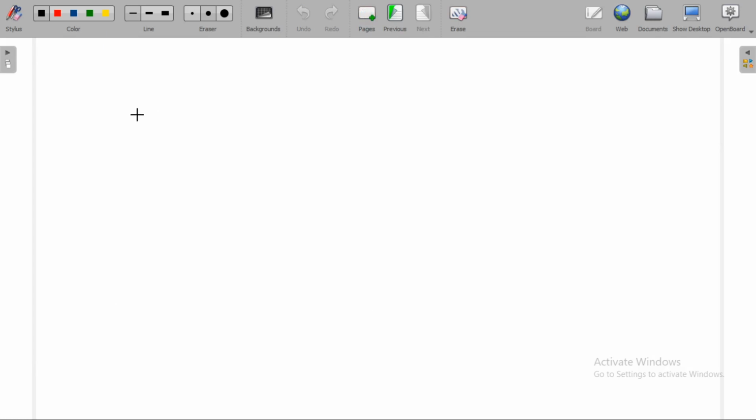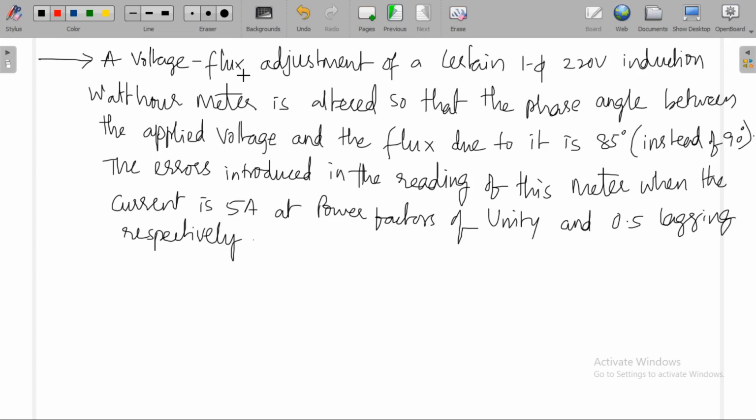Now we will go for two problems. A voltage flux adjustment of a certain single phase 220 volts induction watt-hour meter, which is nothing but an energy meter, is altered so that the phase angle between the applied voltage and the flux is 85 degrees instead of 90 degrees. Find the errors introduced in the readings of this meter when the current is 5 amps at power factors of unity and 0.5 lagging respectively. Coming to the solution, we have to find errors.